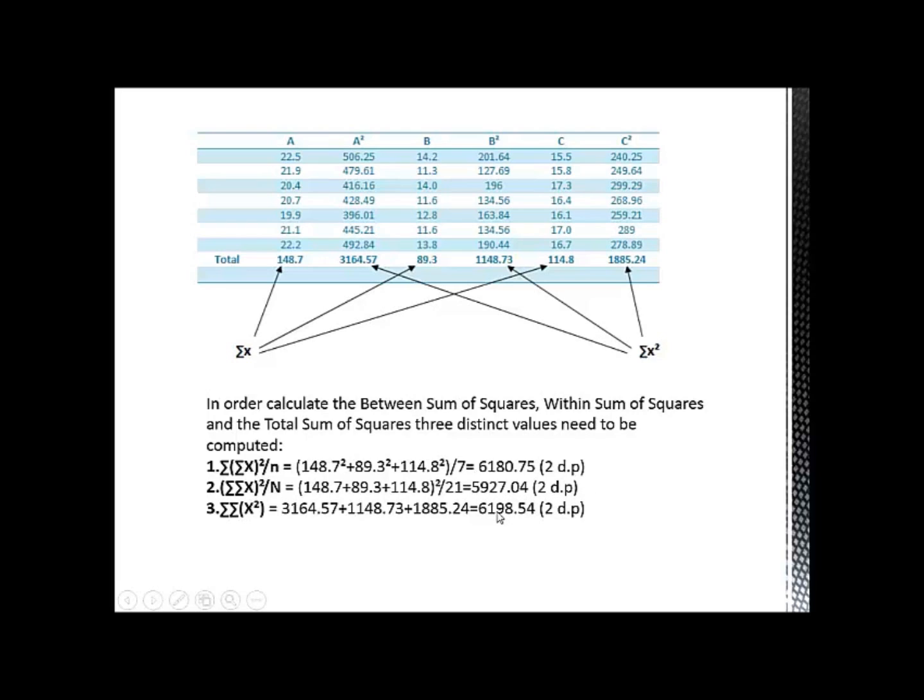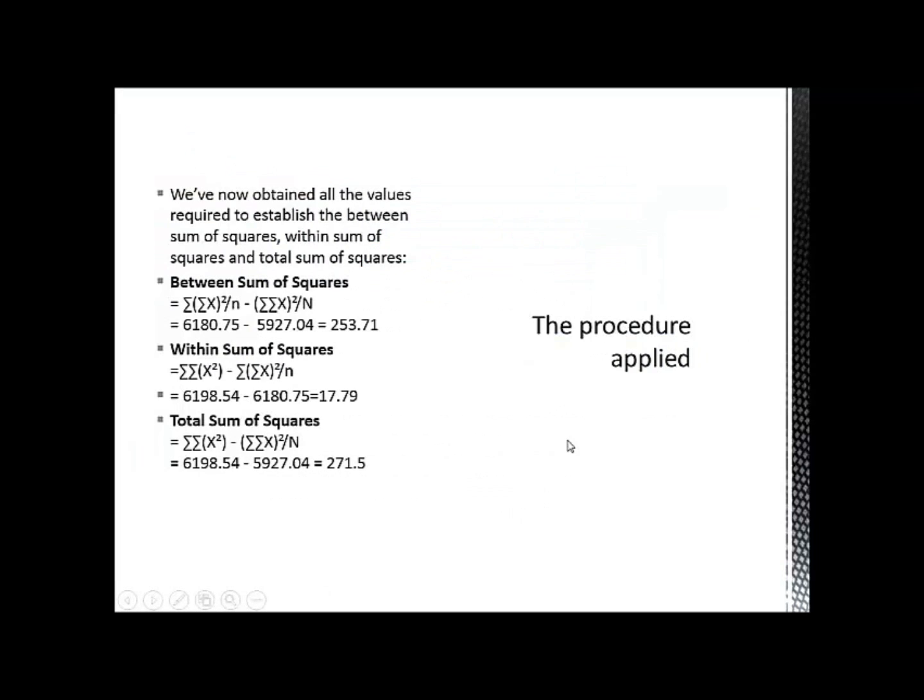And then the third value that you need to calculate is the total of all sums of the squared observations. So it would be 3,164.57 plus 1,148.73 plus 1,885.24, which gives you 6,198.54. Having established these values, we can now substitute them directly into the equations for the sum of squares.